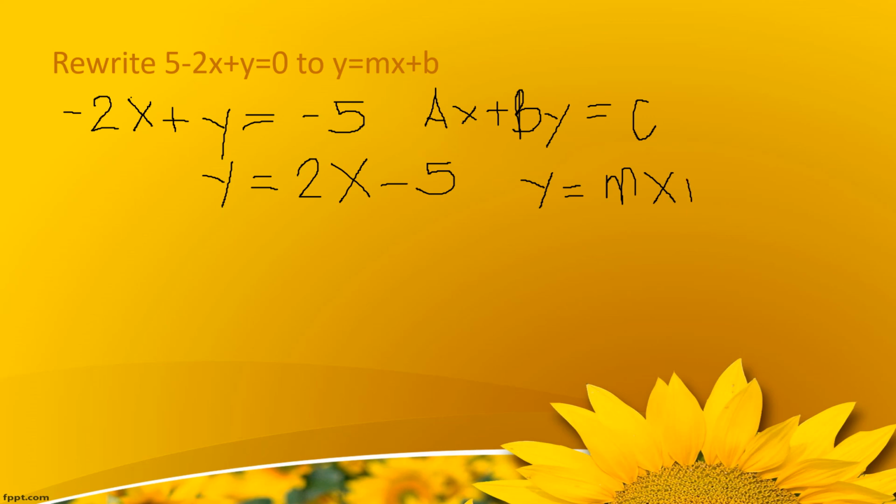plus b. So, what is m? So, here, klaro kaayo, ang m is equal to 2, then, ang atong b is equal to negative 5.